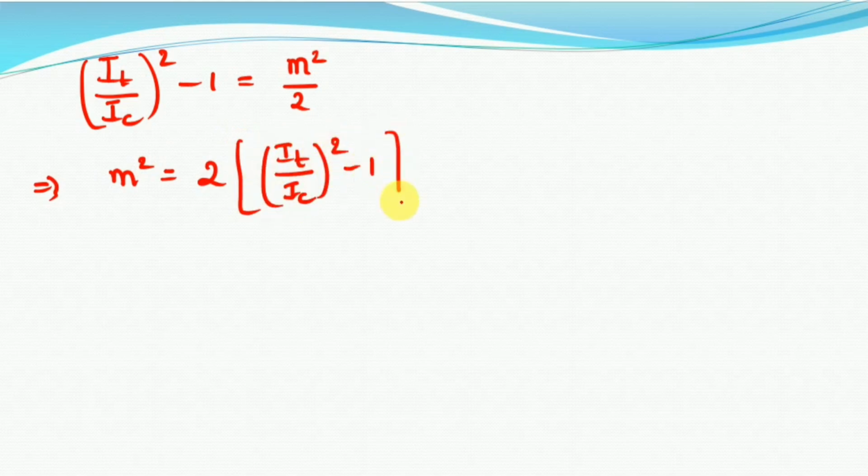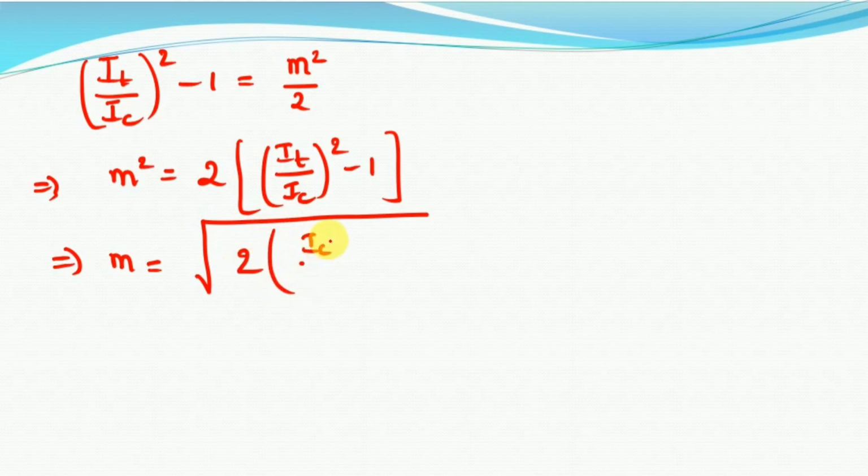So that is, we can write IT by IC whole square minus 1 is equal to m square by 2. So from this m square can be written as 2 into IT by IC whole square minus 1. So therefore modulation index m value is square root of 2 into IT by IC whole square minus 1.